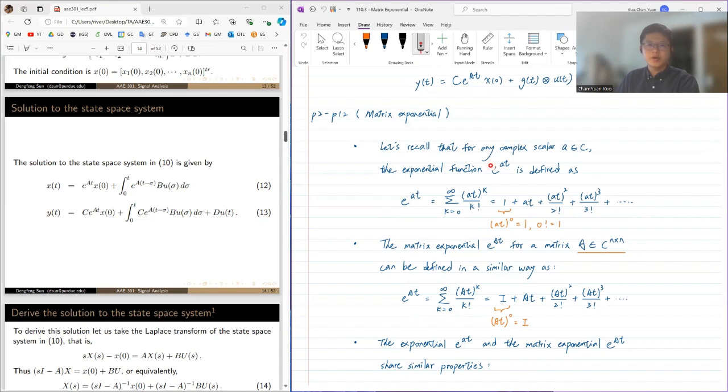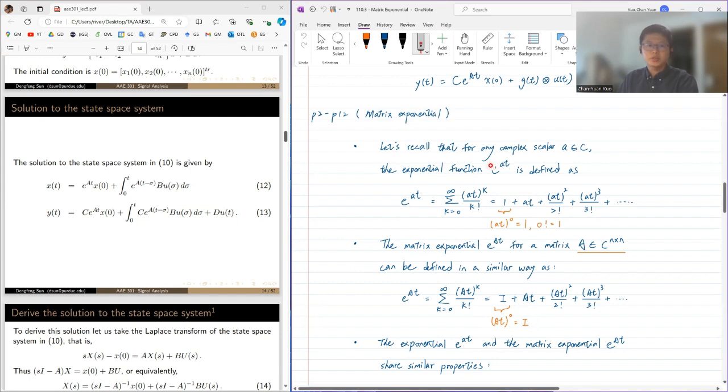First, let's recall that for any complex scalar a, the exponential function e to the at is defined as the power series shown here, which is the sum of the kth power of a times t over k factorial, and k is from 0 to infinity. The matrix exponential is defined in a similar fashion. Specifically, for an n by n square matrix, the matrix exponential is defined as the power series shown here, which is the sum of the kth power of A times t over k factorial, and k is from 0 to infinity. Here, the zeroth power of any square matrix is defined as the identity matrix.